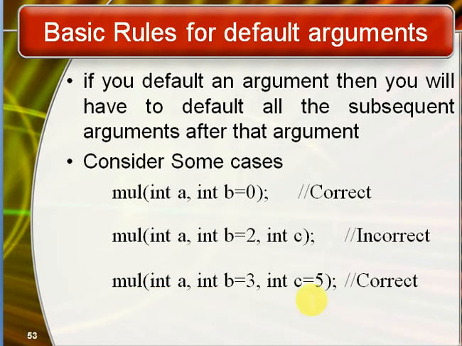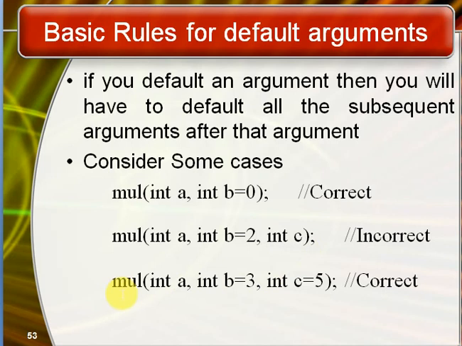Some more detail. If you have a default argument, then you will have to give defaults to all the subsequent arguments after that argument. For example, int a, int b is equal to 0 is correct. Int a, int b is equal to 2, int c is incorrect. The reason is, here you are using a default value for b, so you must use a default value for c as well.